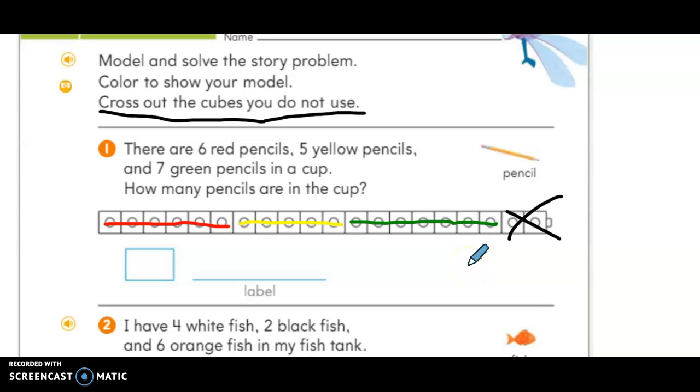Okay, we have to find out how many pencils are in the cup. We could count them all, right? 1, 2, 3, 4, 5, 6, 7, 8, 9, 10, 11, 12, 13, 14, 15, 16, 17, 18. Oops, I lost count. Oh, man. Okay, let me count again, all the way to 18. Okay, I was right. 18 pencils.